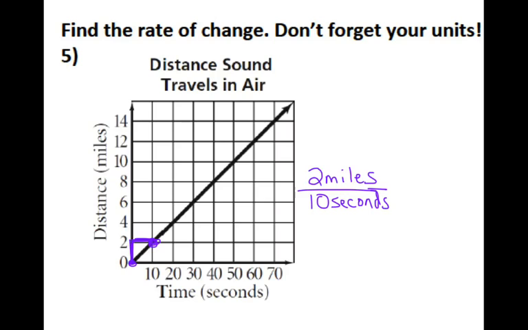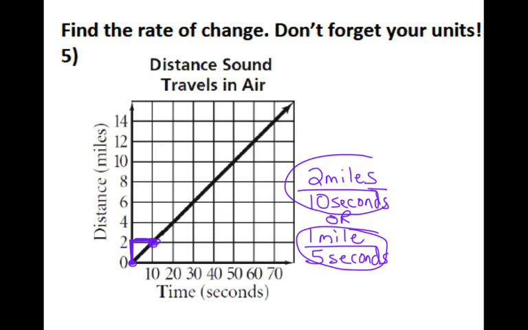So that's your rate of change, or you could reduce it if you wanted to, so the 2 can cancel with the 10, so you could say 1 mile every 5 seconds, if you want to do that. Either one of those would be acceptable for a rate of change.